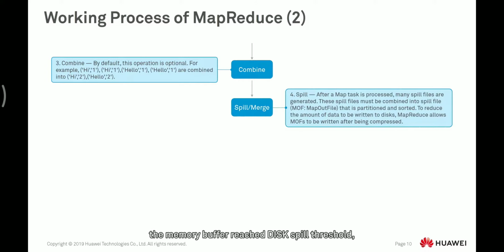Each time the memory buffer reaches the spill threshold, a new spill file is created. So after the map task has written its last output record, there could be several spill files. Before the task is finished, the spill files are merged into a single partitioned and sorted output file. This file is the map out file.